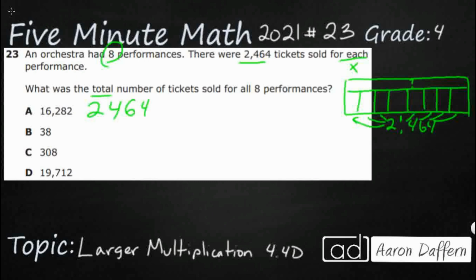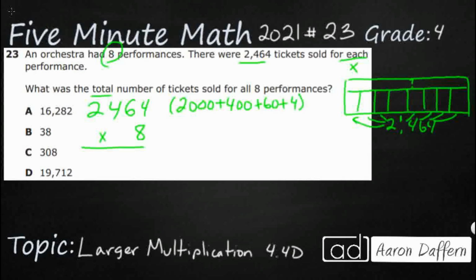2,464. When we multiply, let's not use a comma. Don't want it to look like a 1. But really, let's break this apart. We're going to use the distributive property to take a look at what we're doing here. So this 2,464 is really 2,000 plus 400 plus 60 plus 4, if we break it apart by expanded form, place value.